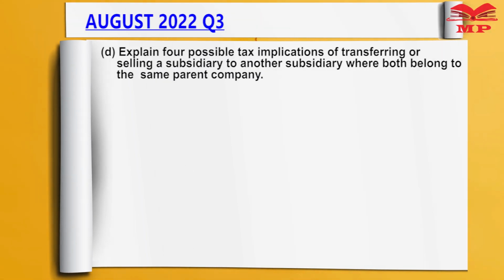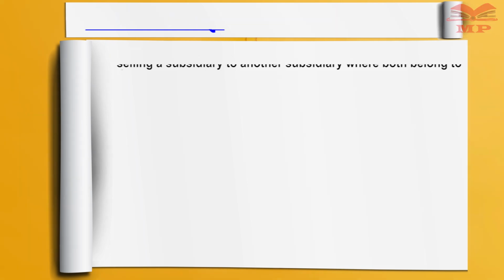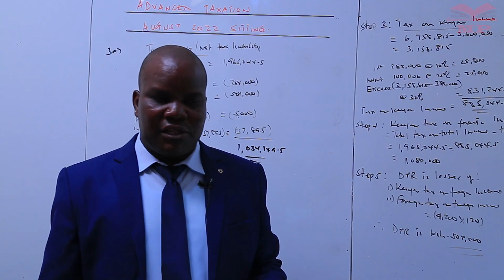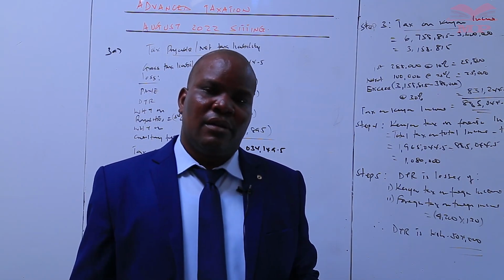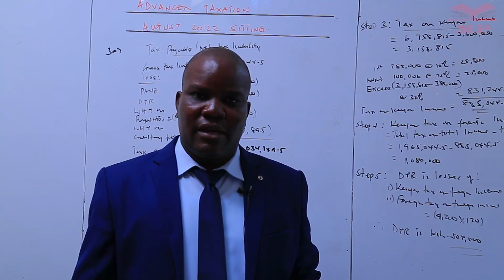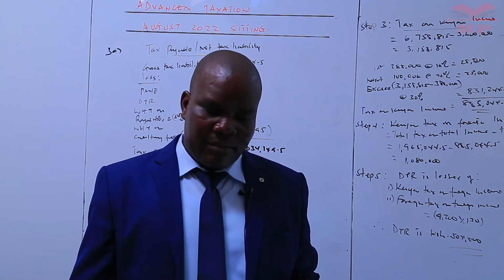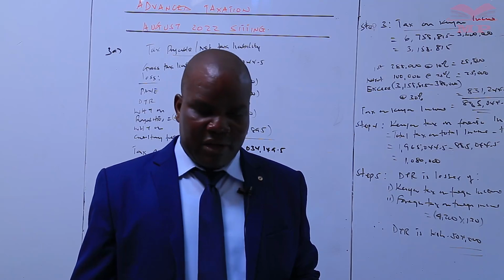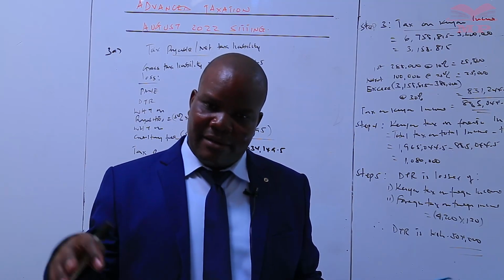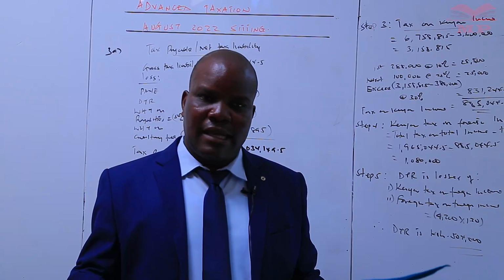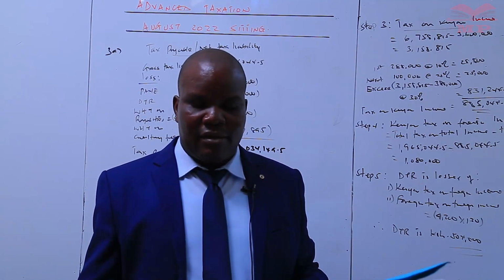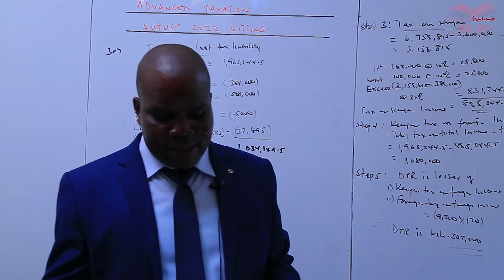I move to 3D, saying, explain 4 possible tax implications of transferring or selling a subsidiary to another subsidiary where both belong to the same parent company. Now this again is touching on tax investigations. Now, in a group of companies, we have what we call the parent company, the mother company. Under the parent company, you have subsidiaries and all that. So where a parent company decides to sell a subsidiary company, we are asked to explain the possible tax implications.